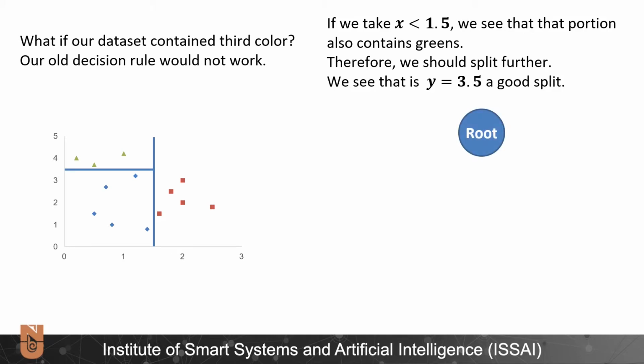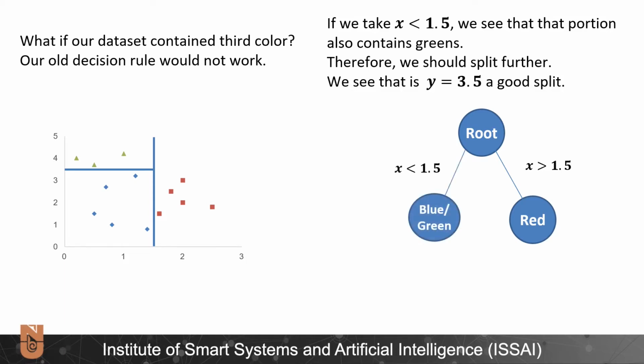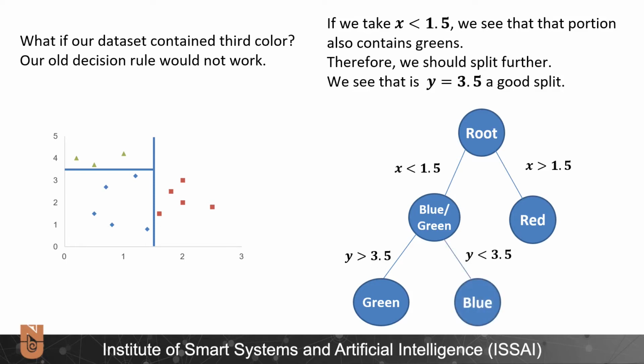If we want to build a decision tree, as in the previous case, the root node will contain the whole dataset. If we take x greater than 1.5, we'll have reds. And if we take x smaller than 1.5, we'll have blues and greens. If we split further and take y greater than 3.5, we'll have greens. And if we take y smaller than 3.5, we'll have blues.